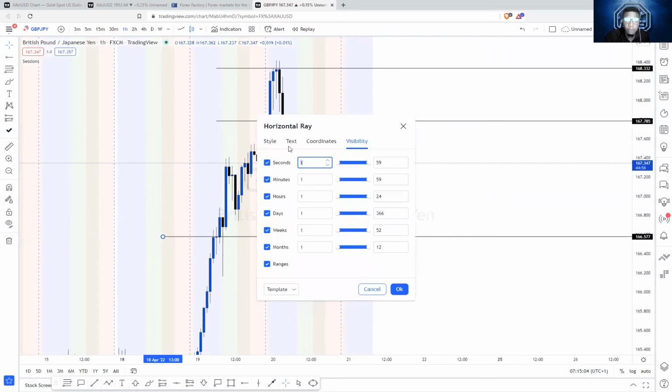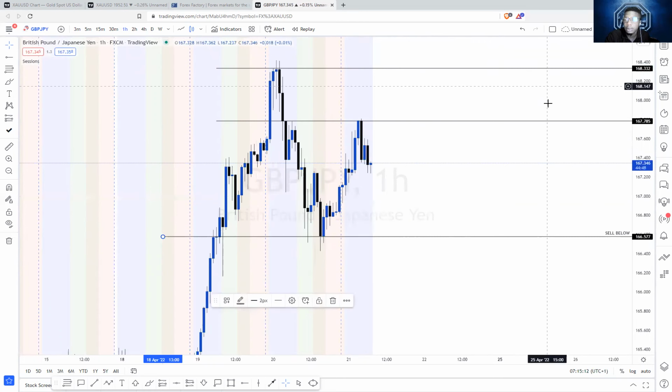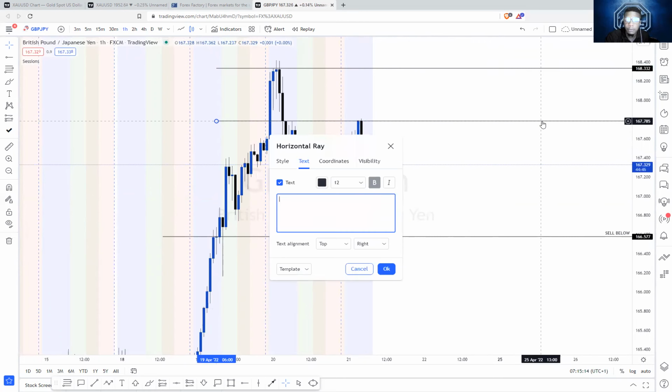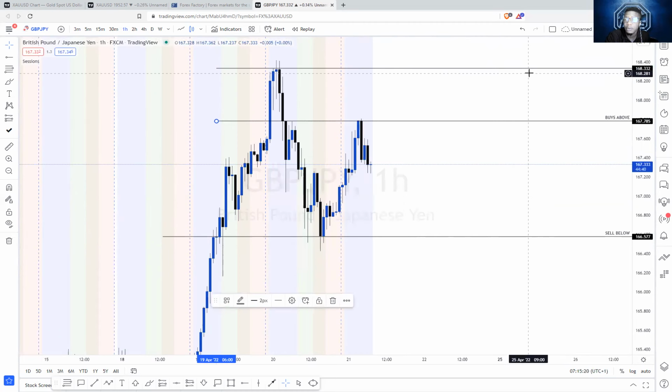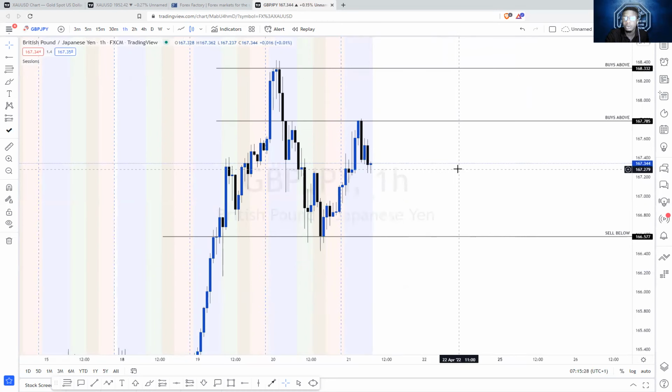So let me put sells below and buy above. We also have a buy above this structure as well. If price breaks above this structure, buy above. So this is what I'm looking for price to do today.